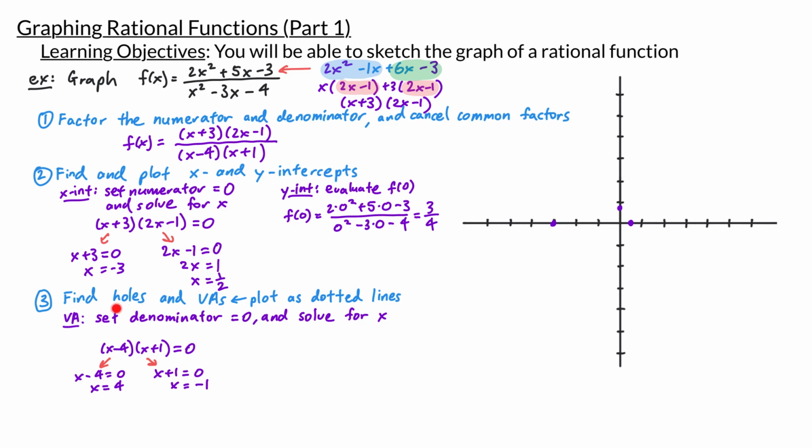Remember that we get holes in our rational function when there's an x value that makes the denominator equal to 0, but it's not a vertical asymptote. We usually get holes when factors cancel out in the numerator and denominator. But since nothing canceled out in this rational function, we have no holes. Let's now plot our vertical asymptotes as vertical dotted lines. We have a vertical asymptote at x equals negative 1 and also at x equals 4.